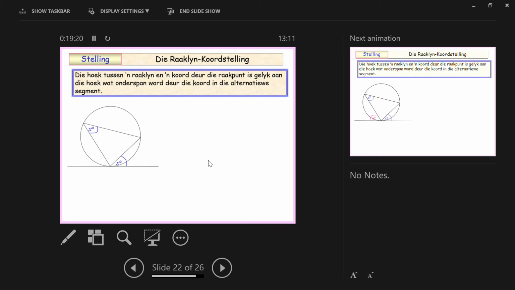Sien julle dit? The angle between the tangent and that chord will be the same as the angle opposite that chord in the other leg. Kom ons wys net gou daar vir jou. Hy is gelyk aan daai netjie.